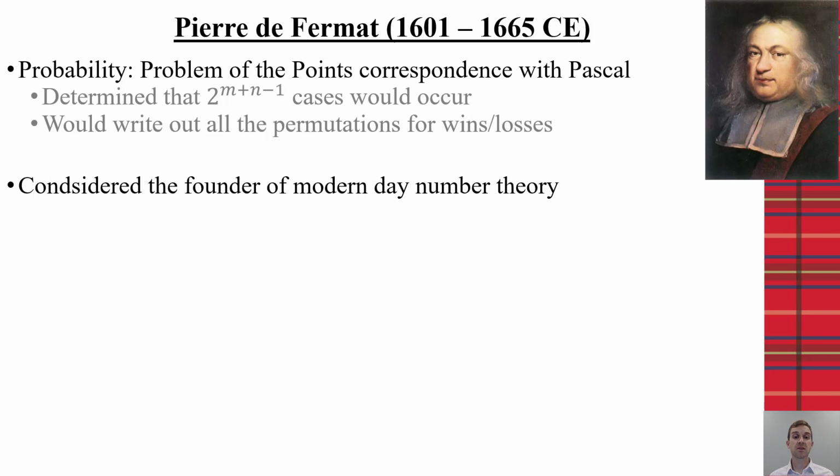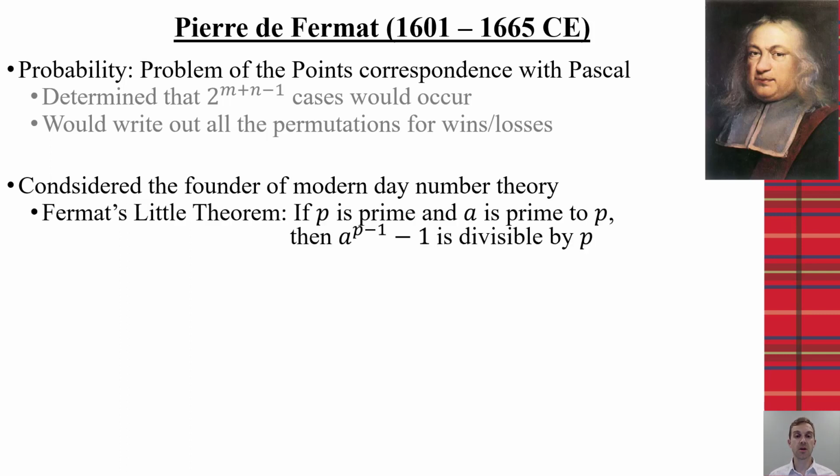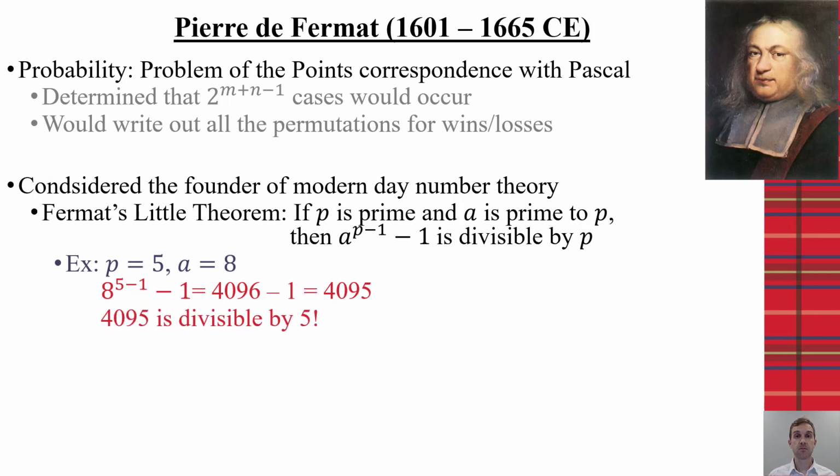He was also considered the founder of modern-day number theory, with things like the Little Theorem, where if p is prime and a is relatively prime to p, then a raised to the p minus 1 is divisible by p. As an example, say I have a prime number of 5. A is relatively prime to 5. So if I look at 8 raised to the 5 minus 1, I get 4,095. That is divisible by 5.